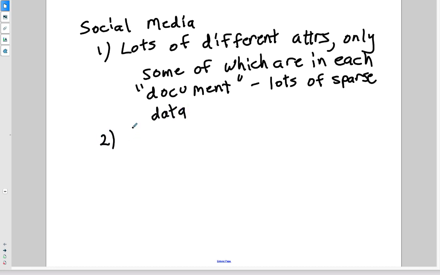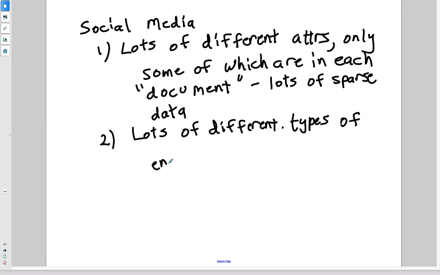Okay, lots of different object types. Okay, so the way that's handled in the relational databases is with supertype, subtype. But every subtype ends up in a different relation, whereas you might want the different documents to all be in the same collection. So lots of different types of entities, and I'll say subtypes, supertypes.